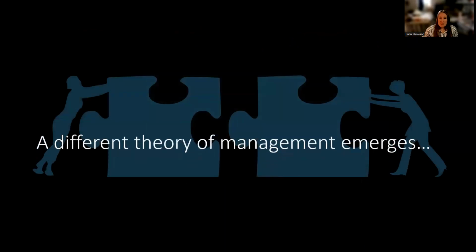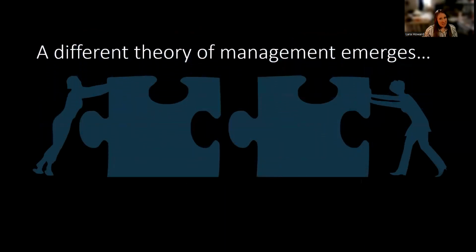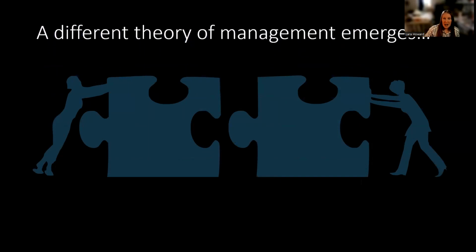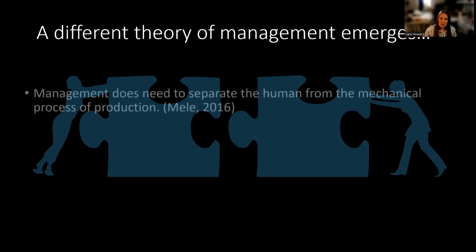Theorists such as Peter Drucker and Maslow, with his famous hierarchy of needs, highlighted the importance of human needs and what acts as motivators to behaviors. An idea was introduced that management didn't need to separate the human from the mechanical process of production to achieve results. Peter Drucker, a renowned management expert, emphasized that effective management centers around individuals.